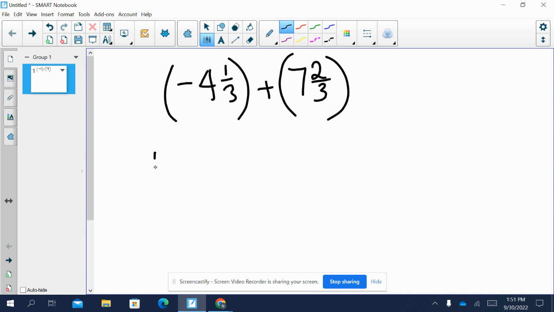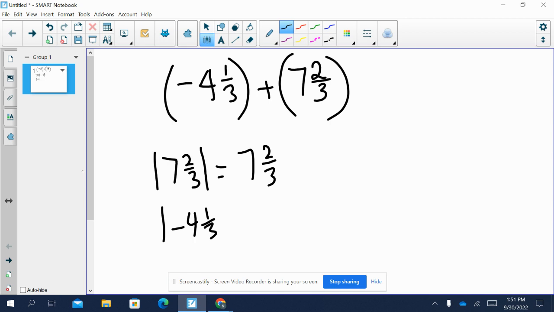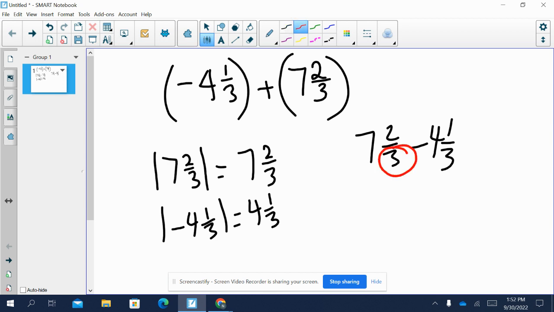Okay, so I'm thinking to myself, what's the absolute value of 7 and 2/3? Well, it's 7 and 2/3. And the absolute value of -4 and 1/3 is 4 and 1/3. Okay, so I subtract 7 and 2/3 minus 4 and 1/3. In this case, it's easy because they both have the same denominator. And because the 2 is bigger than the 1, I don't really have to change anything, but I am going to change it just for the sake of showing you.